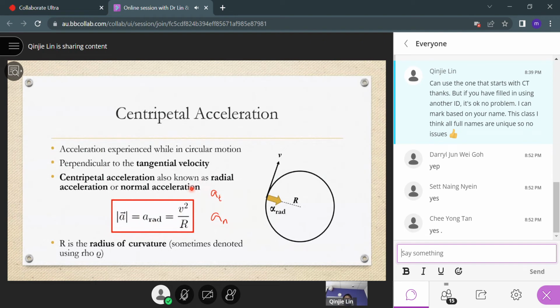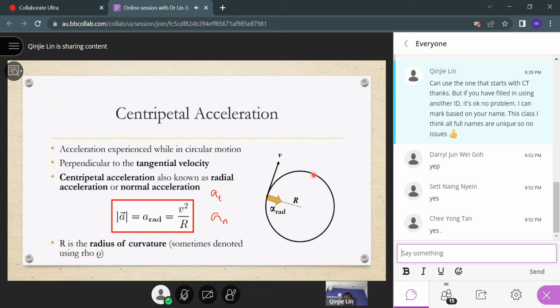So these are just different terms that you need to know. Let's say if a question comes out and talks about normal acceleration, you must know that it's talking about centripetal acceleration. It's the same thing. It's given by this formula, v squared over r. V is the velocity, which is the speed, over the radius. That means the length of the radius. So this is the formula to calculate this radial acceleration. And r is also called the radius of curvature.